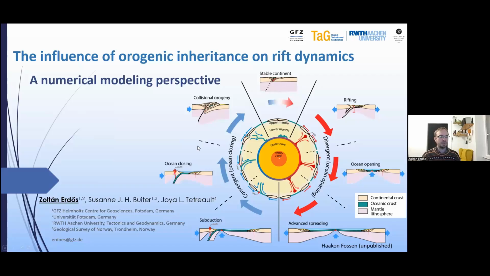So in the project, we were generally looking at the Wilson cycle from subduction to ocean closing, collision and orogeny, a phase of relaxation, rifting, and the opening of an ocean up to the full continental breakup. But today I will be mainly focusing on this upper right corner of the Wilson cycle, so stable continent rifting and oceanic opening.